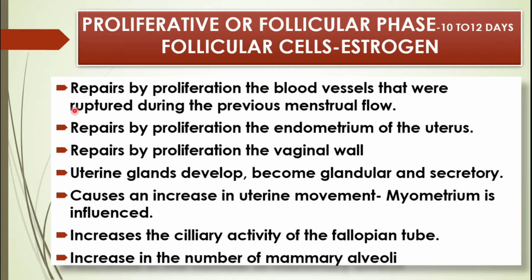So quite a large number of changes. You will observe all these changes in the secondary sex organs. All of them are happening due to the production of estrogen by the follicular cells. And this happens during the proliferative phase. So why is it called proliferative? Because in all the cases you find that it is reparative, and reparation is happening through proliferation. That is why it is called proliferative.